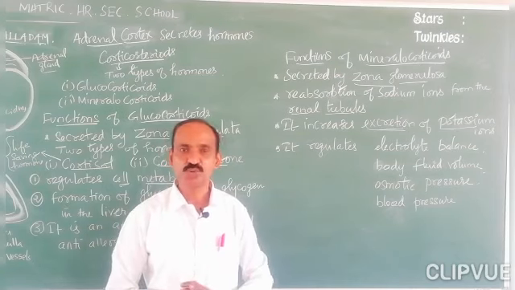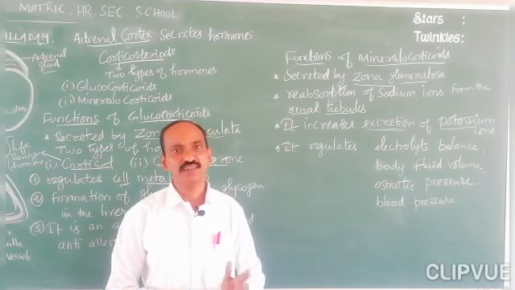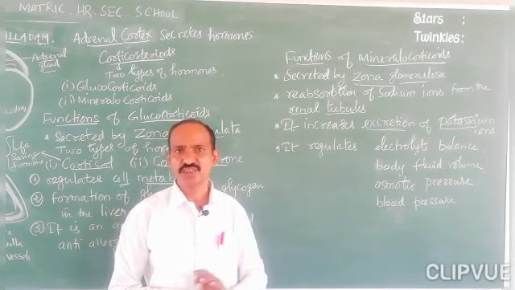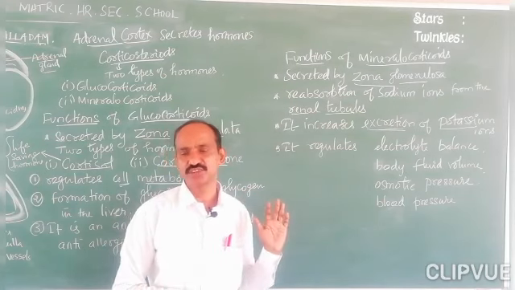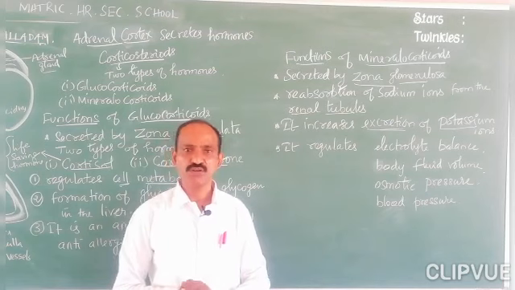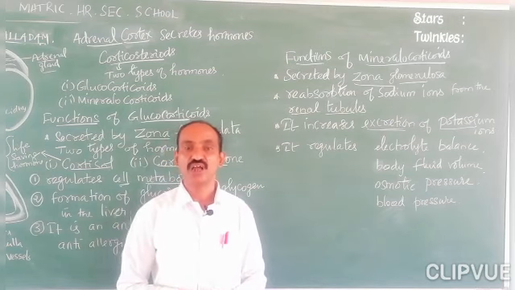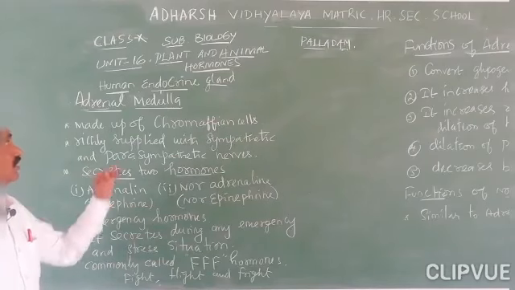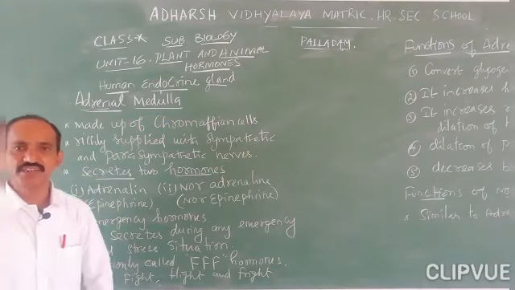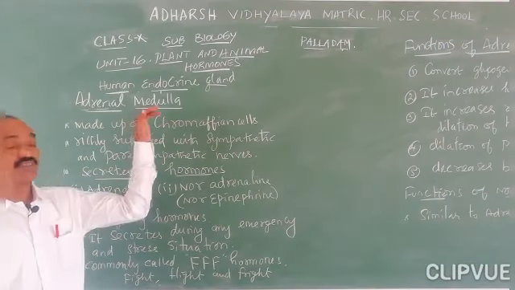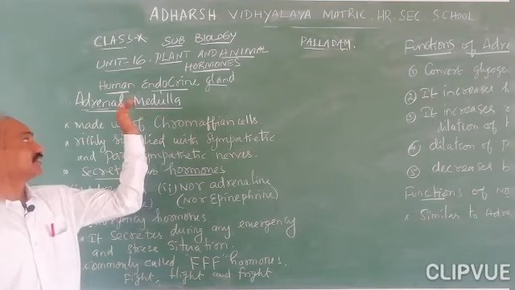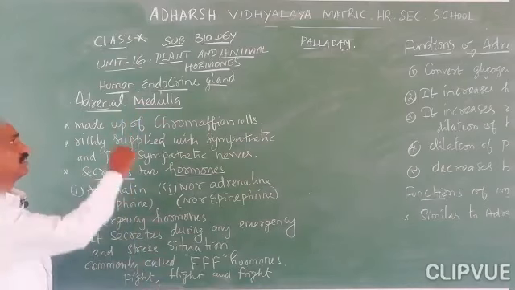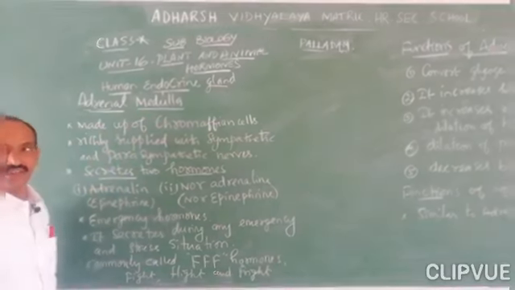The adrenal gland has 2 regions. One is the adrenal cortex, another one is the adrenal medulla. The adrenal cortex secretes 2 types of hormones that we have seen, glucocorticoids and mineralocorticoids. Next we are going to see the adrenal medulla. It is the second region of the adrenal gland, the inner region. Medulla means middle or inner.